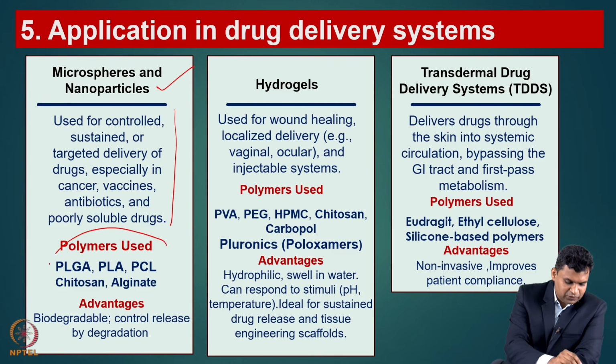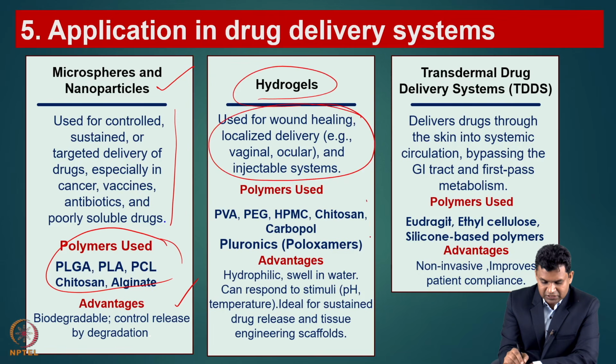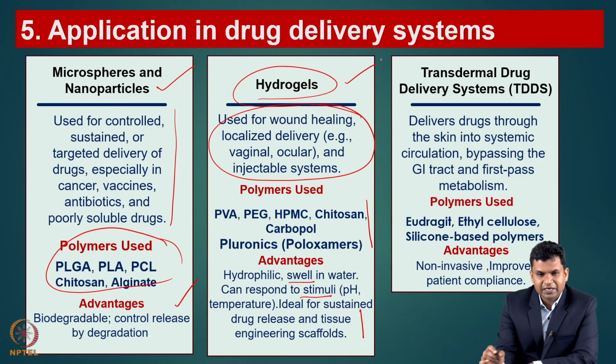The best examples are PLGA, PLA, PCL, chitosan and alginate. Yes, biodegradable controlled-release polymers are a great advantage. And here we can use hydrogels for wound healing and other applications. So, these are the polymers we can use for hydrogels, and they will work in various systems. They will swell in water and they will also respond to stimuli. This is a very, very important parameter for hydrogel applications.